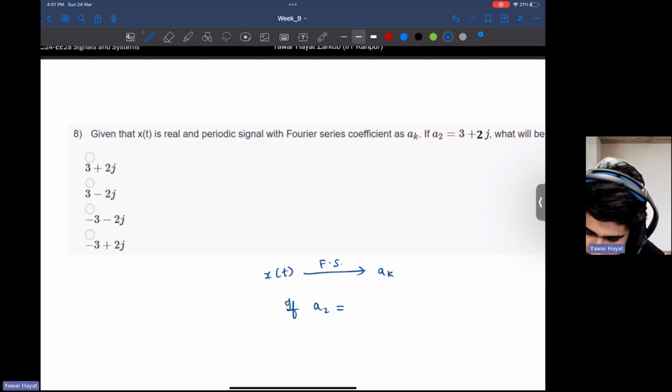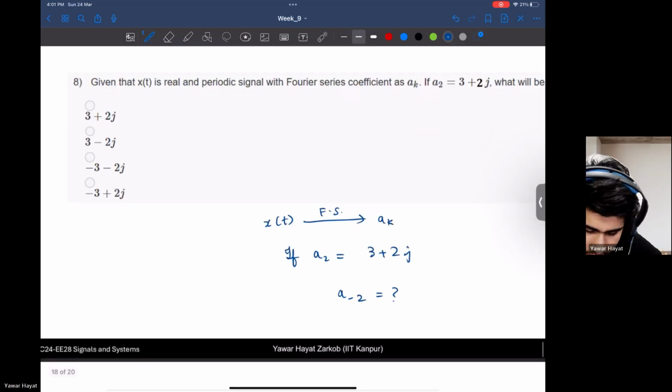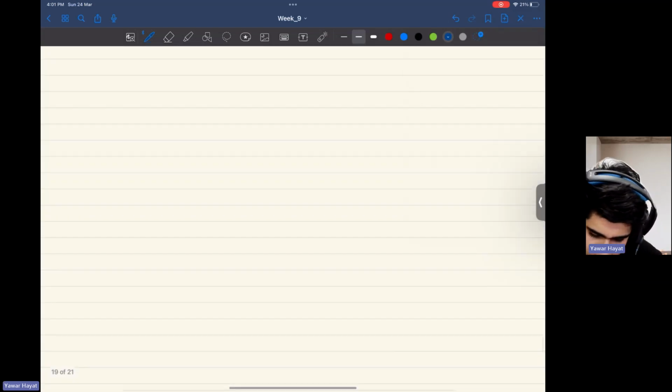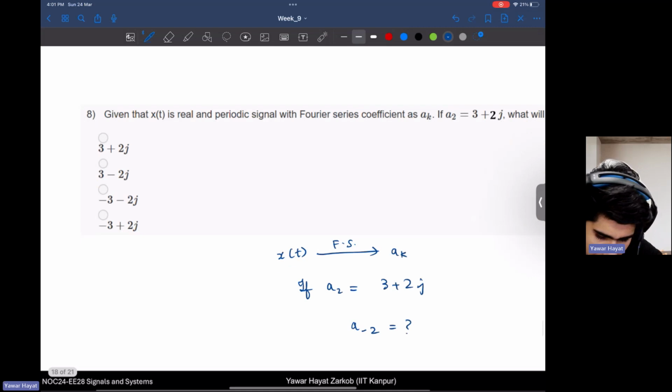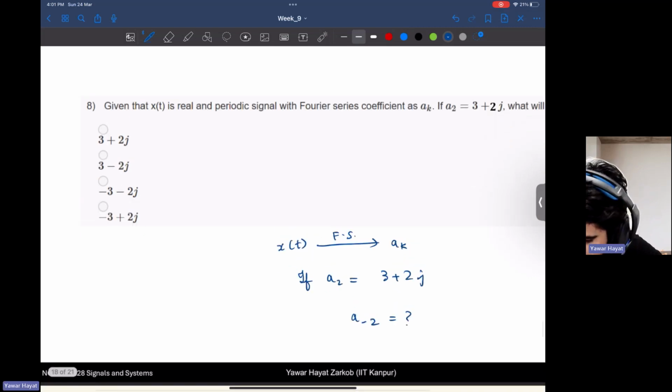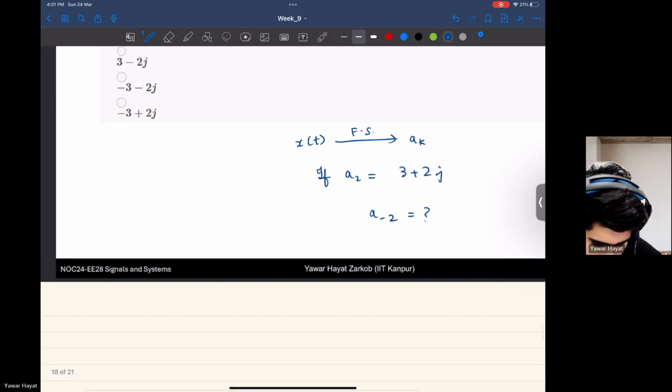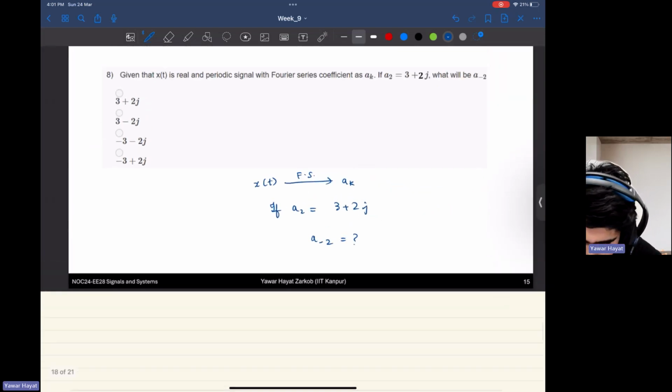If a2 is equal to 3 plus 2j, it is given. We need to determine a minus 2. For such questions, you'll proceed as follows. Make sure you try this one out before proceeding with the solution, I mean, before seeing the solution.